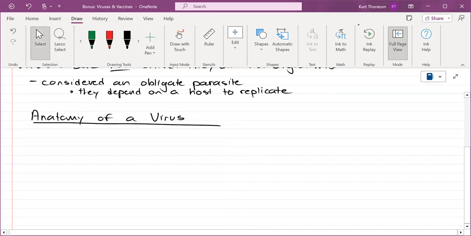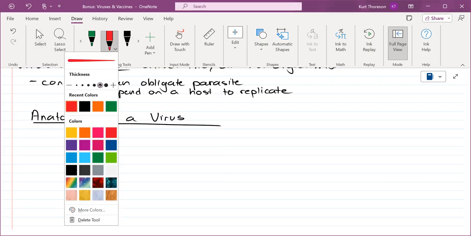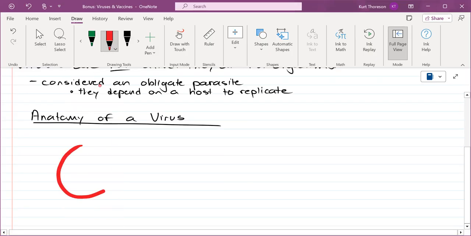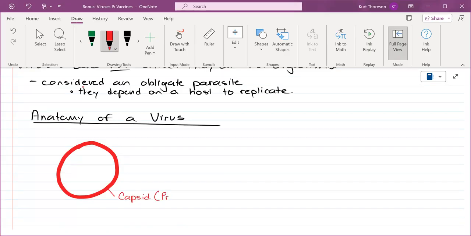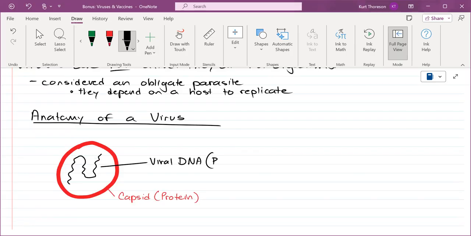Okay, I'm going to draw two different viruses for you. So if you have multiple colors, get them out. This red outer layer is called a capsid, and it is made of protein. So viruses are encapsulated by a protein capsid. Inside the protein capsid is the viral DNA, or it could even be RNA.